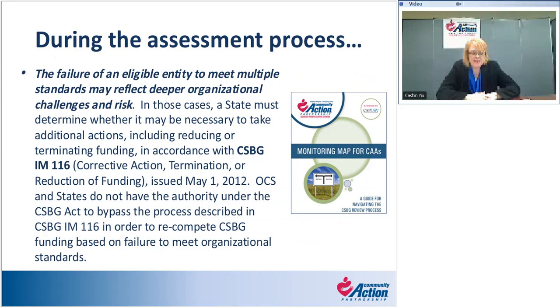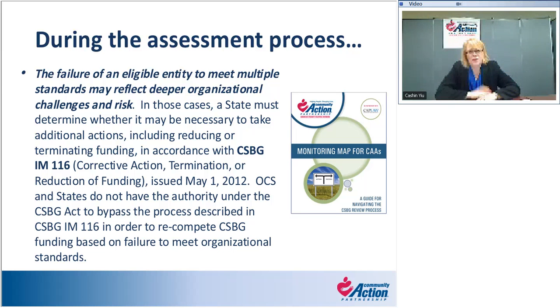So in those cases, the state must determine whether it may be necessary to take additional actions, including reducing or terminating funding in accordance with CSBG IM-116, which is entitled Corrective Action, Termination, and Reduction of Funding, issued back in 2012. OCS and states do not have the authority under the Act to bypass this process in IM-116 in order to recompete CSBG funding.